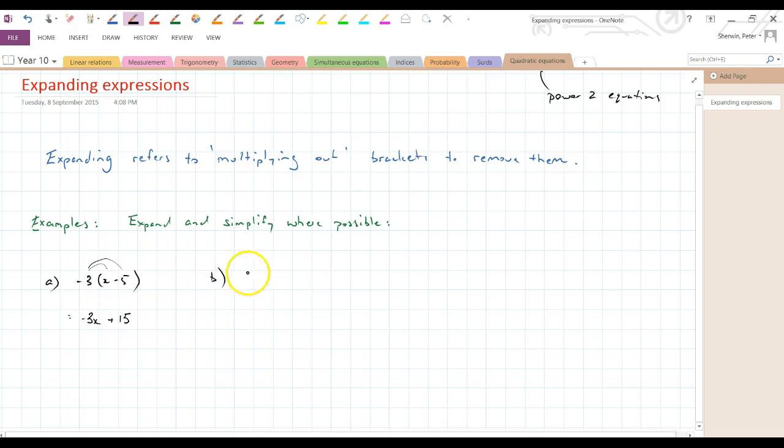Let's keep moving. Let's do another example here. 2x outside of 1 minus x. What does that get us? 2x times 1, that's just 2x. 2x times minus x, right? Positive by a negative, so this is a minus result. 2x times x, 2x squared.